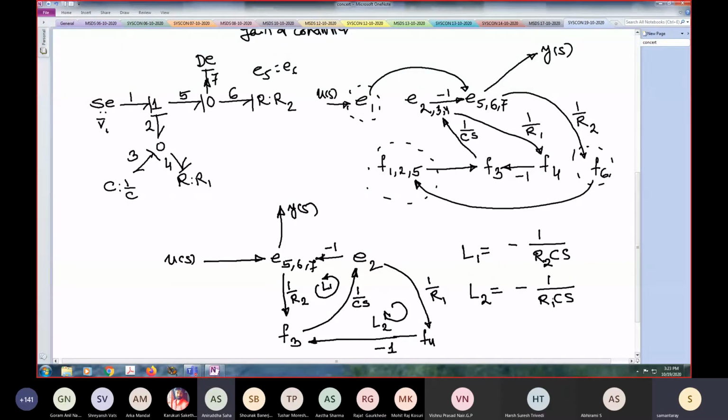Sir, why are we keeping F4? I have kept it. Those two minus ones I have kept because I will replace them by that sum block in the block diagram. Okay? So we could have just made F3. Yes, you can directly put here minus 1 by R1. No problem. That's fine. As long as you apply Mason's gain rule, you can remove F4.